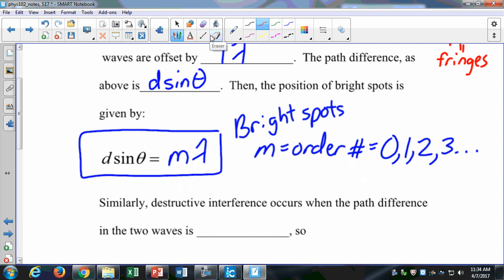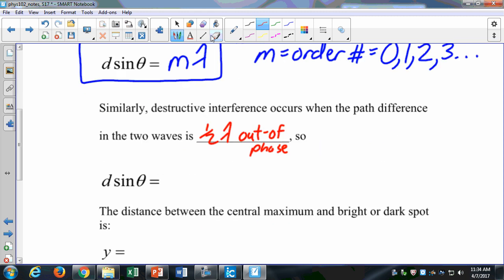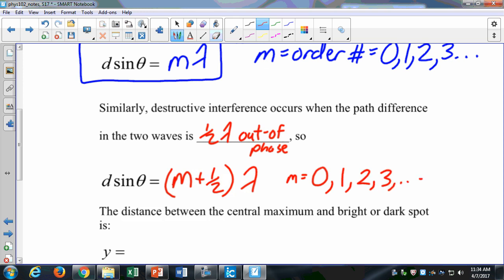Okay, so similarly, destructive interference occurs when the path difference in the waves is a half a wavelength out of phase. So d sine theta then is m plus 1/2 times lambda. That's all that's saying. So my first dark spot occurs at m equals 0. That would be the path length difference of a half a wavelength. The next one occurs at m equals 1. That's 1.5 wavelengths, 2.5 wavelengths, 3.5 wavelengths, and on and on.